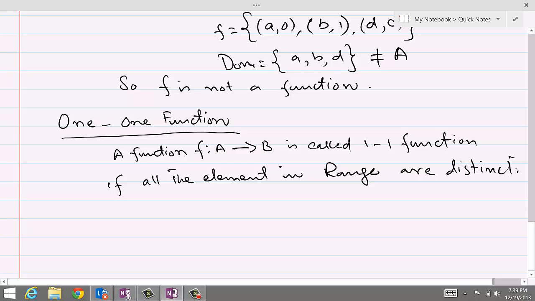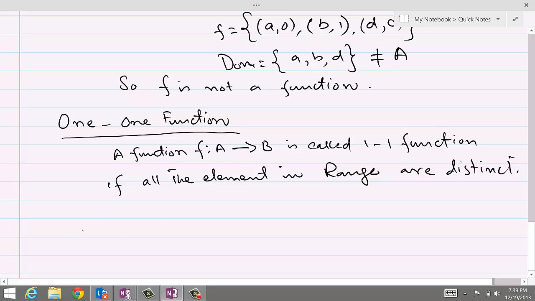This is the same condition we had on the domain for a relation to be a function, but there was no condition on the range while we were defining a function. But in addition to those two conditions which we need to meet in order for a relation to become a function, if this condition of distinct elements is satisfied for the range of the function, then such a function will be called a one-one function.